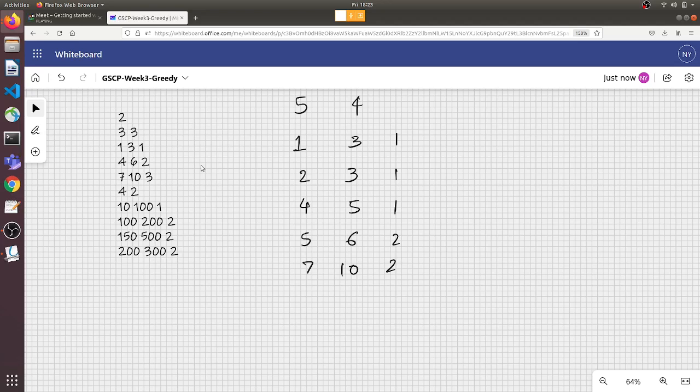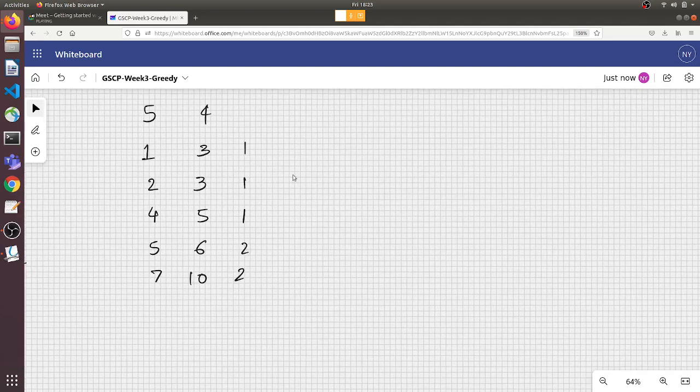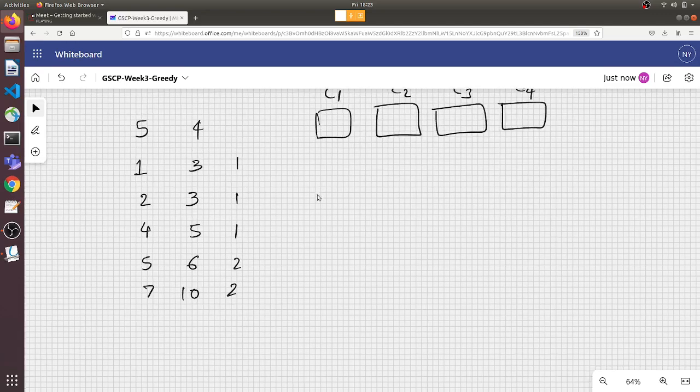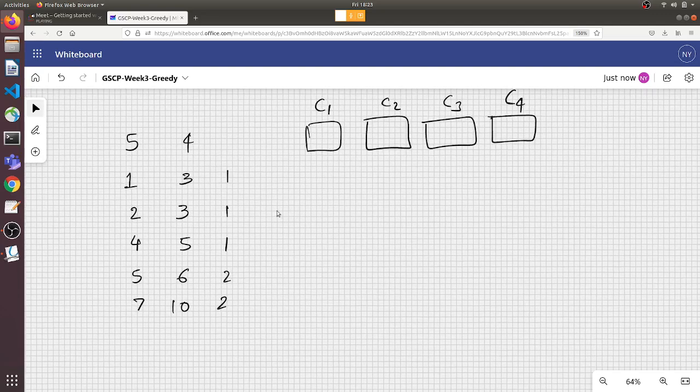Okay, so now let's see. Here, let me move the whiteboard. So this is the problem I'm saying. Here we have 5 customers and there are 4 counters. Let me draw it like this: there are 4 counters, C1, C2, C3 and C4. We have these 4 counters, okay? And every counter can serve only one customer at a time.